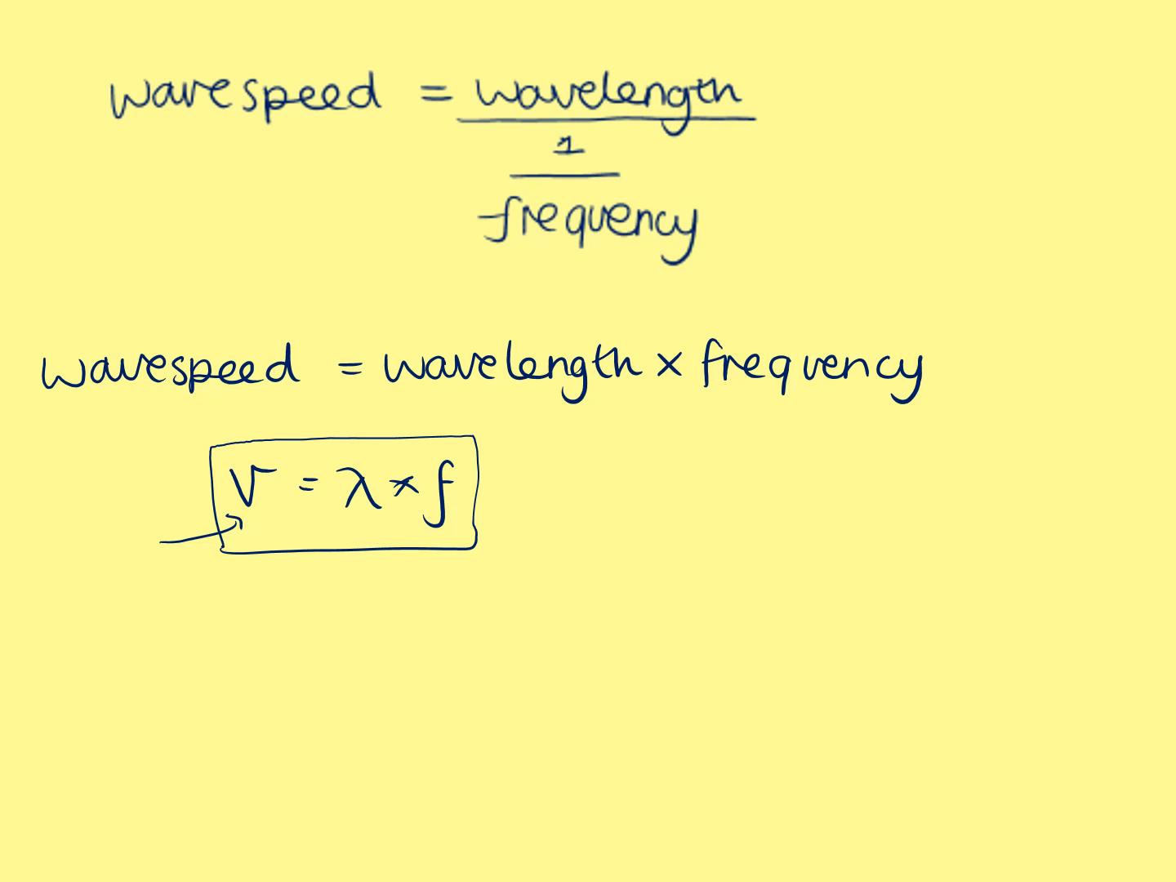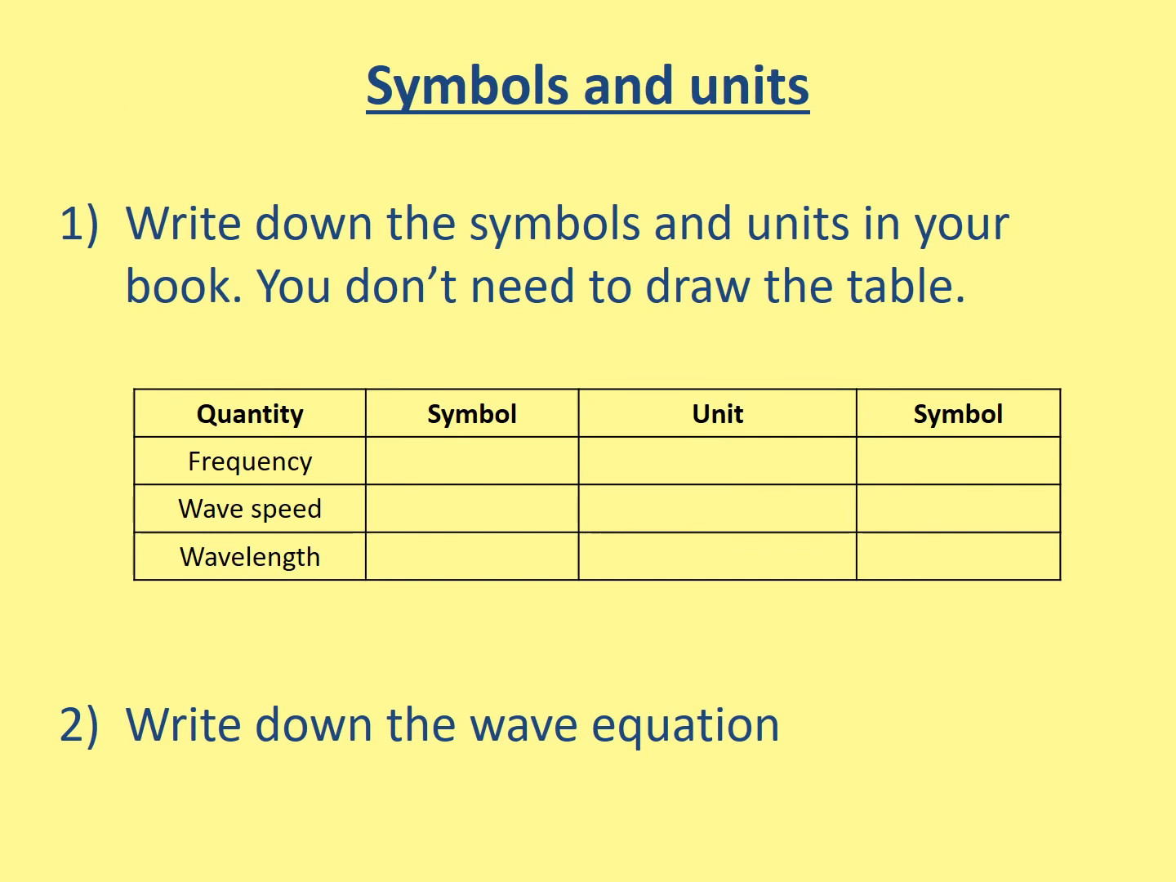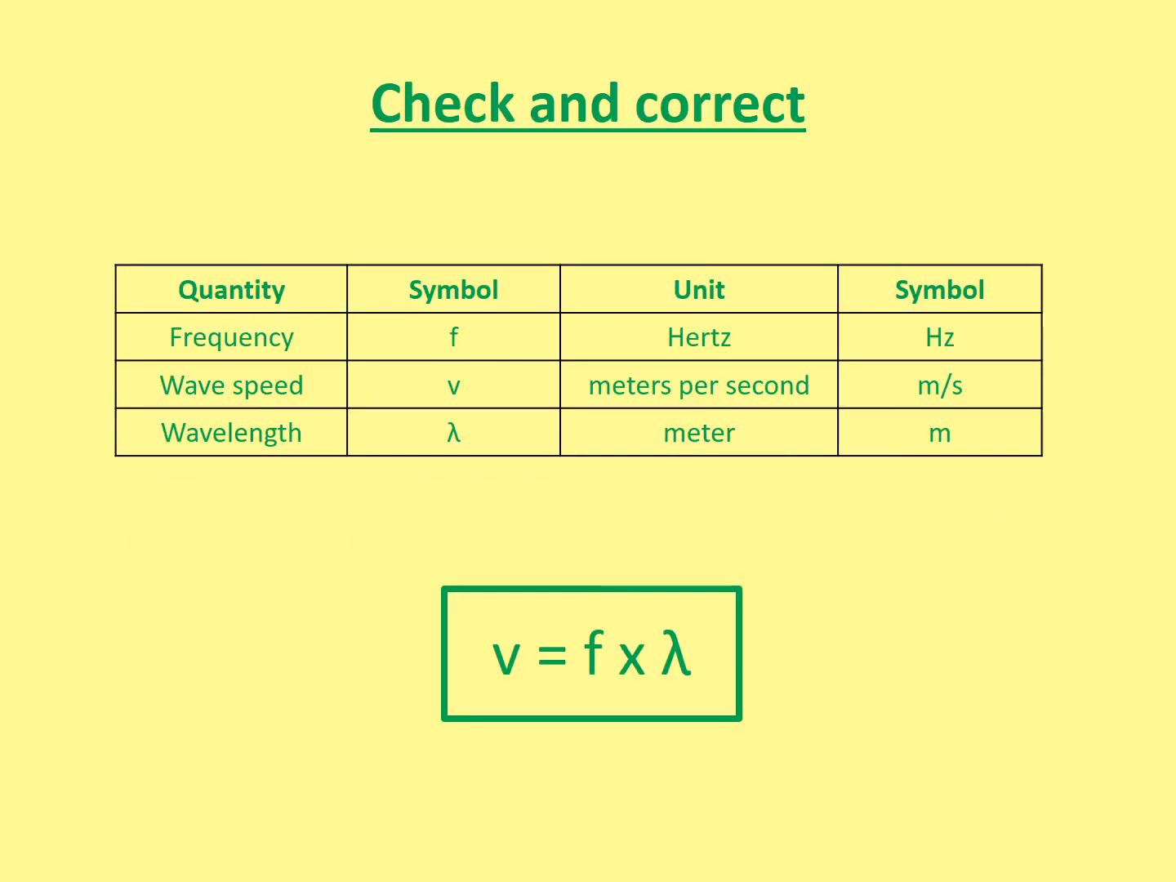Let's just quickly go through the units. So the unit for wave speed is meters per second because it's a speed. The unit for wavelength is meters. And the unit for frequency is hertz. Okay, have a go at these questions from memory. Check and correct your answers.